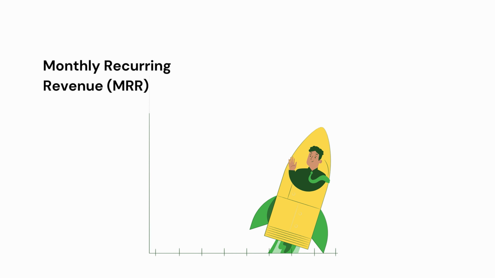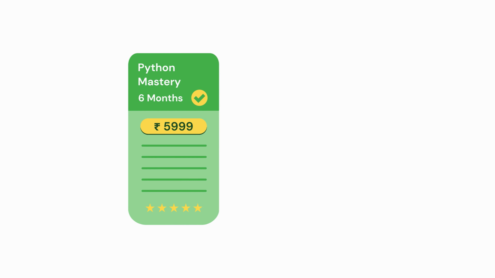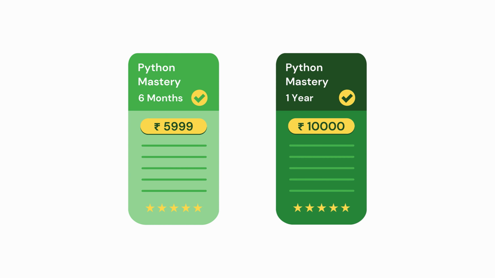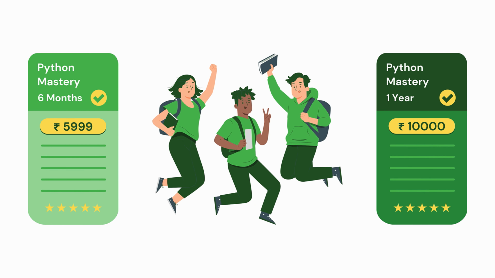Adding a new pricing plan helped Harsh to increase his monthly recurring revenue by 30%. Multi-pricing helps you to add different pricing plans as per your learner needs. Now each student can find a pricing plan that resonates with them.